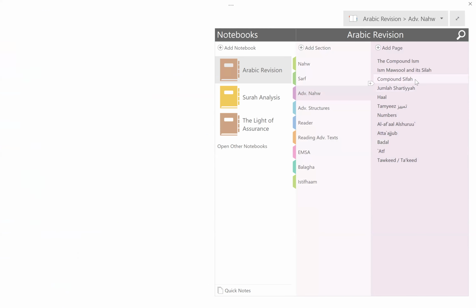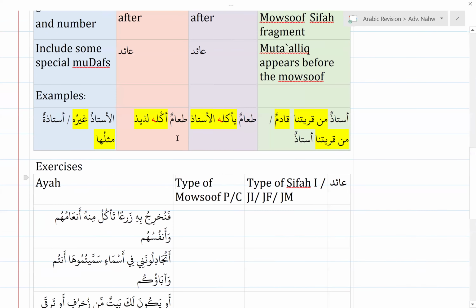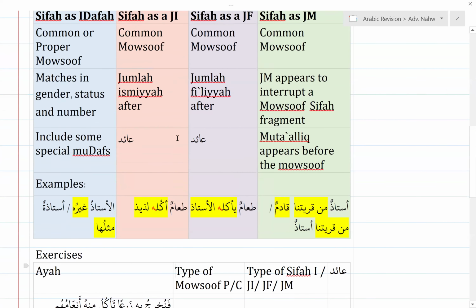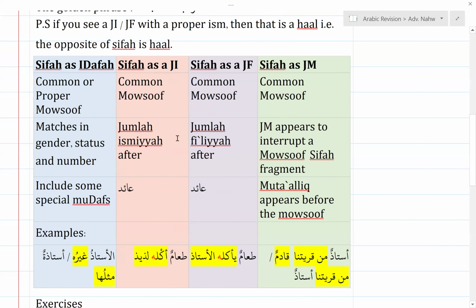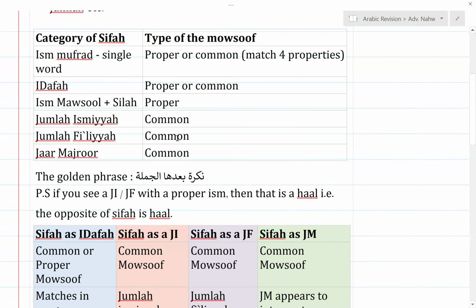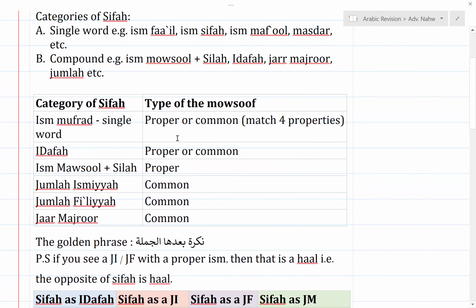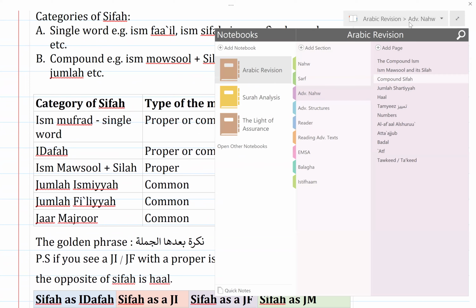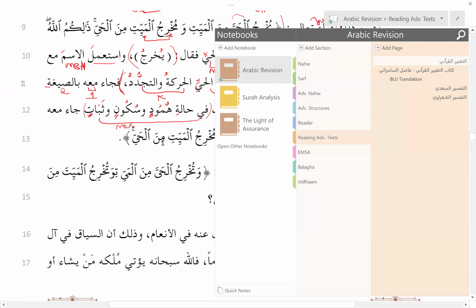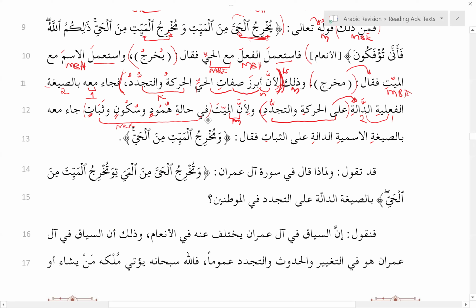No, it can't be, because there's a ma'u here, right? So it's a separate sentence. I'm gonna explain something, but I just wanted to confirm. Idafa is the one that comes with both proper and common, but jar majroor comes with common. I need to confirm that. So here, even meaning-wise, it doesn't make sense as a sifa.